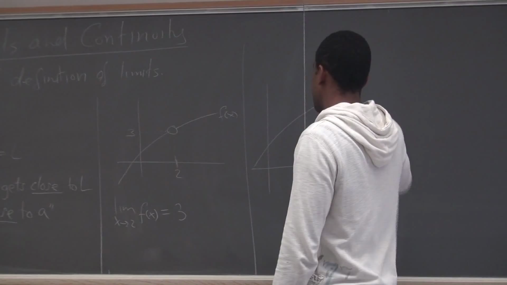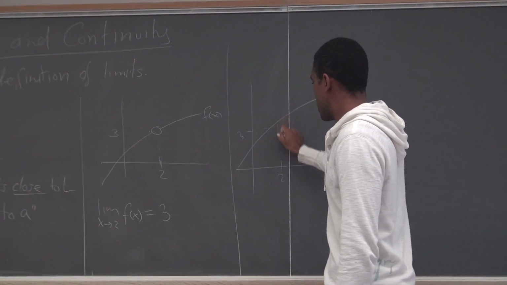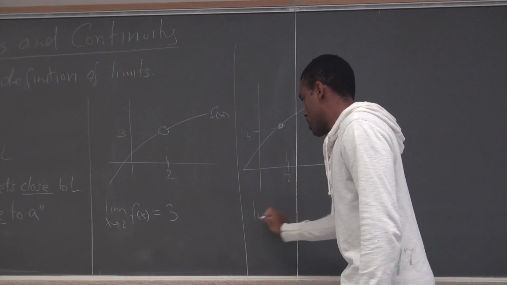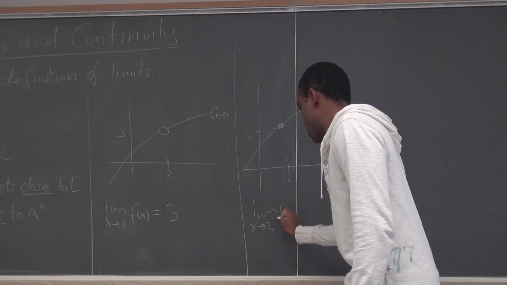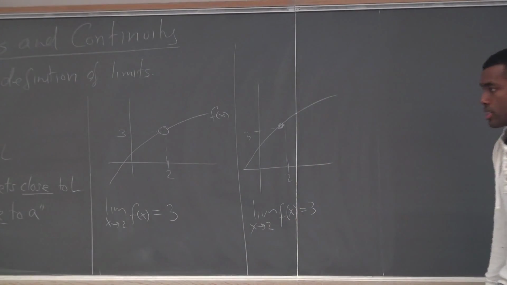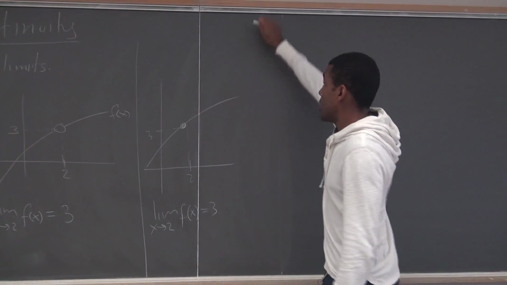I could also have a function that is defined at 2 and 3, right? It's just a point here. And again, the limit as x approaches 2 of f of x equals 3, right? So we know the limit exists. Basically, the limit is the y value that you're approaching when your x value gets close to something.